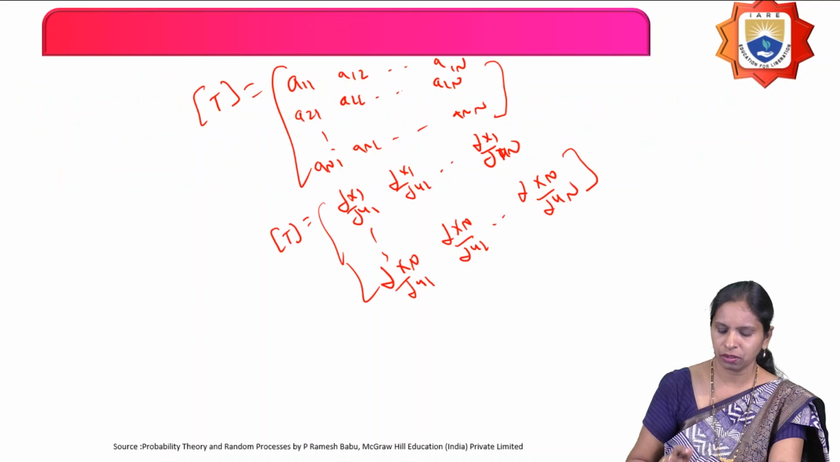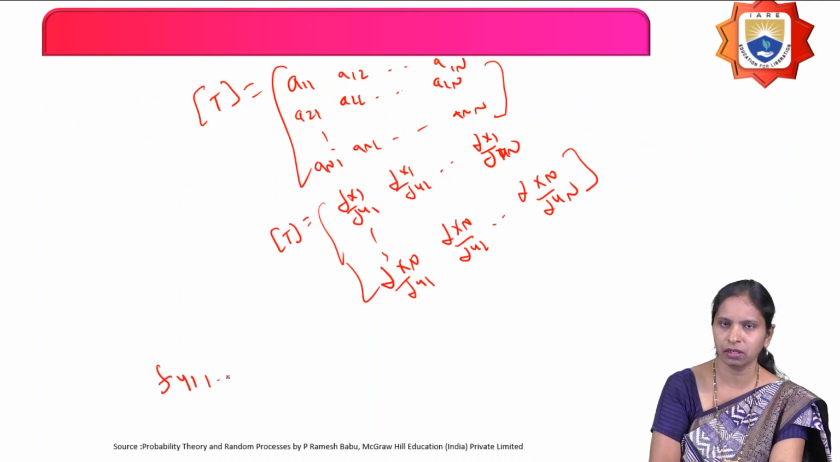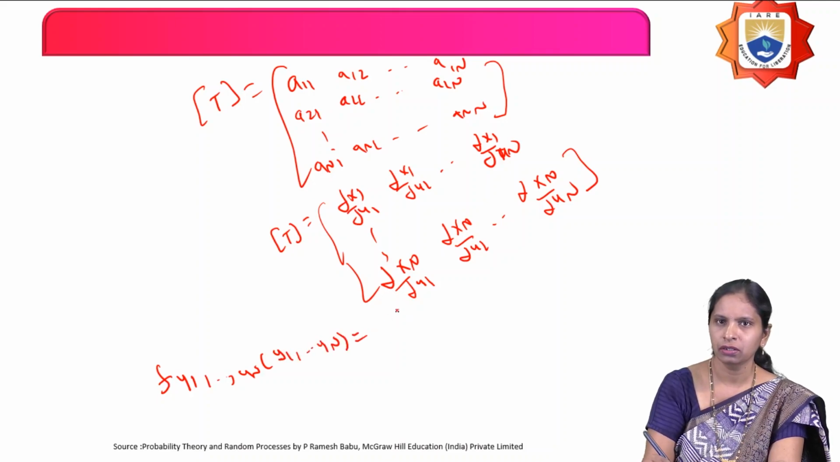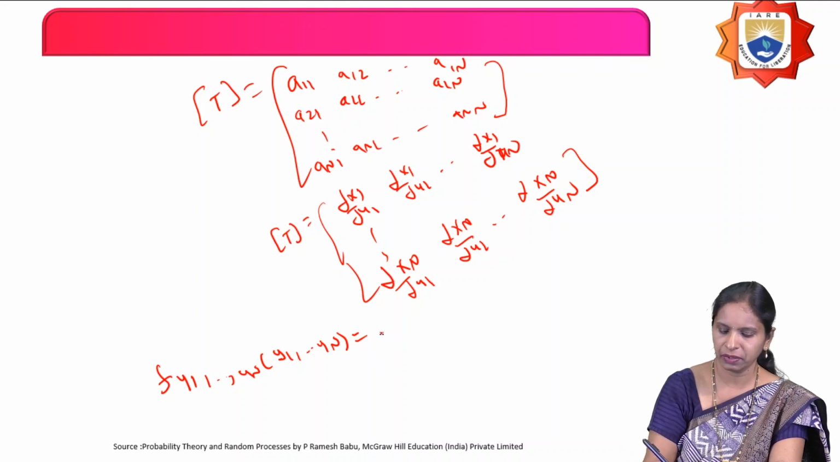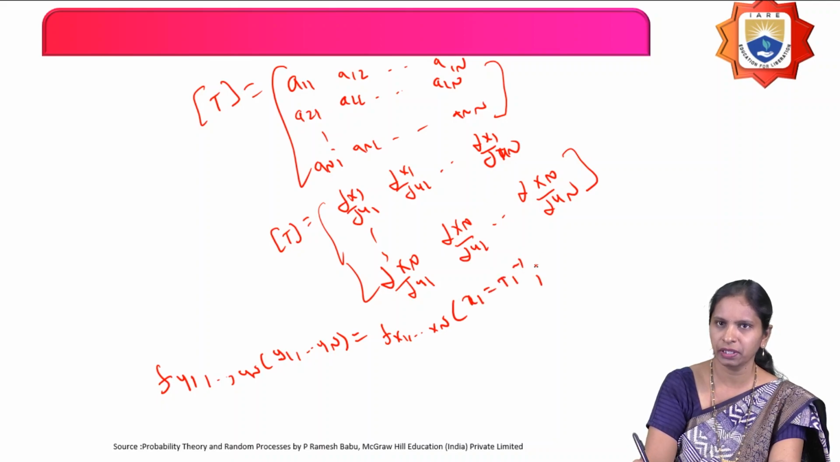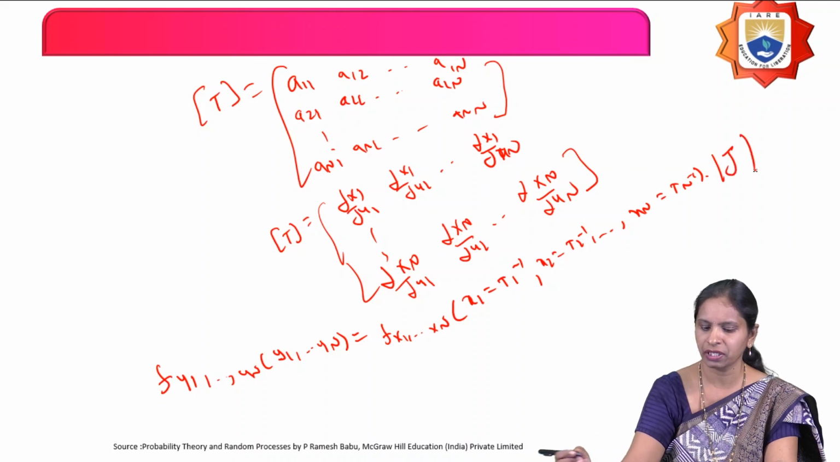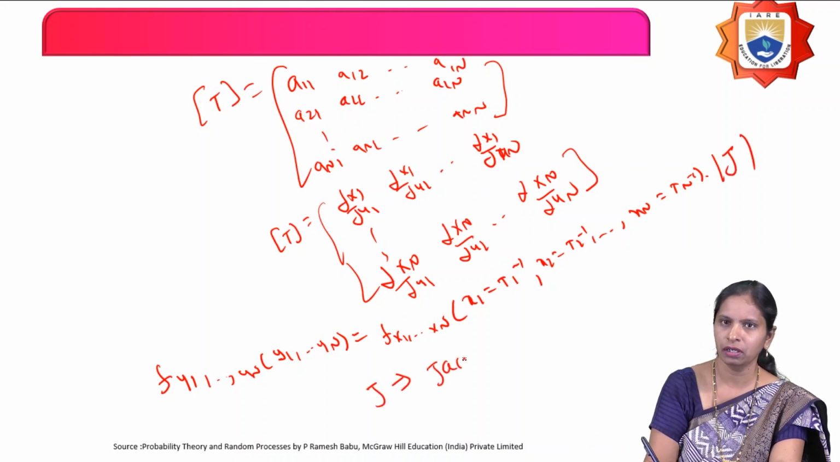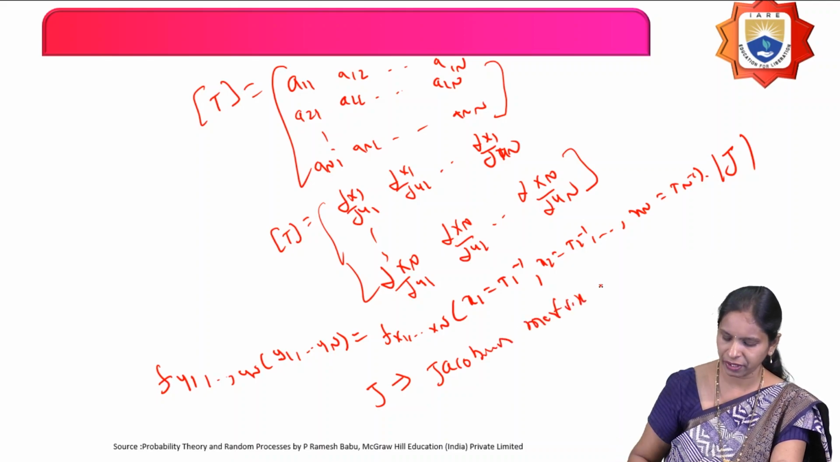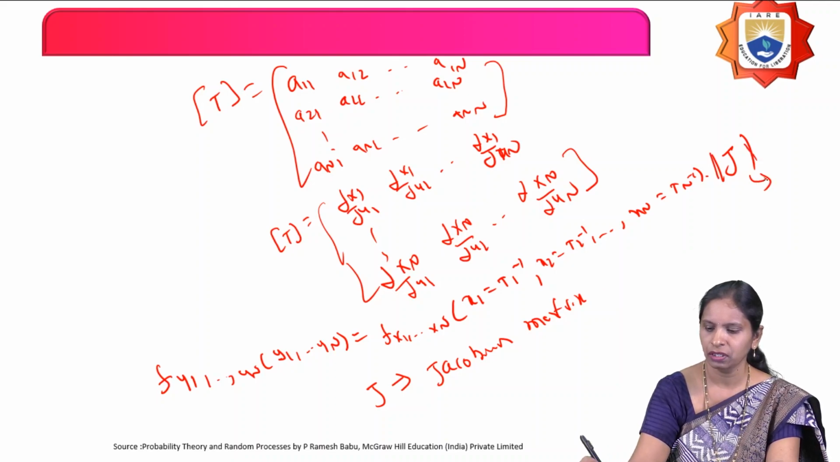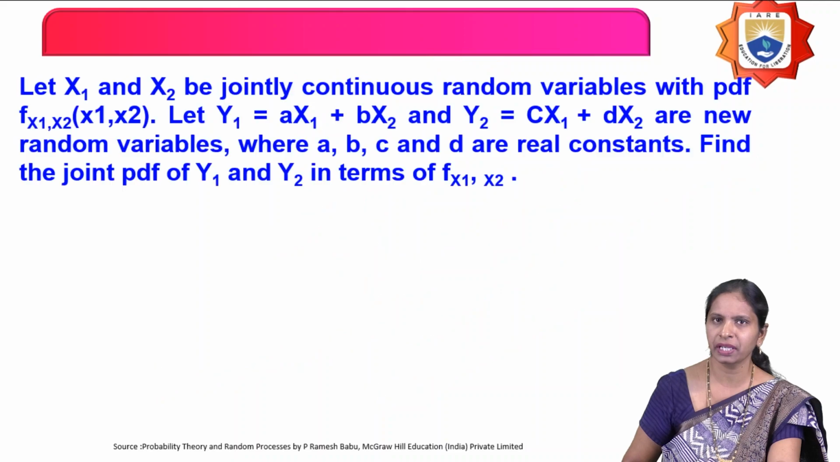So in the transformation of n random variables, the density function of the transformed random variables is given by the density function of x1 and so on xn, where x1 equals t1 inverse, x2 equals t2 inverse and so on, xn equals tn inverse, times the mod of J. What is J here? J is called the Jacobian matrix. And here mod is nothing but the determinant of the matrix. So we'll explain this by taking one example.